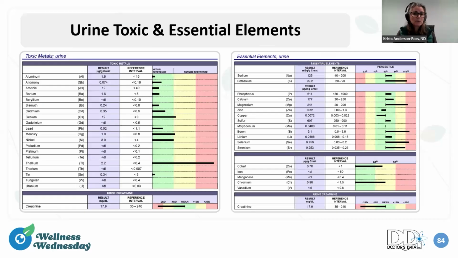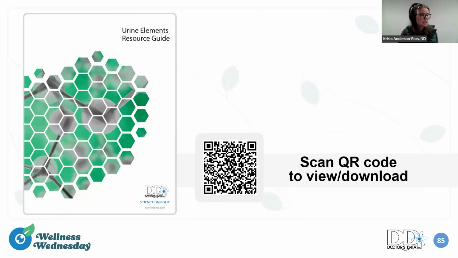The 2 tests can be ordered individually: toxic metals urine or essential elements urine, or they can be ordered as one combined profile. And here is what the combined report looks like. You get a full picture of both the toxicant excretion on the left and the nutrient element output on the right, which can be crucial when toxicity and deficiency coexist because of the interference that metals are going to have with a lot of nutrient absorption. And here is the resource guide for urine.